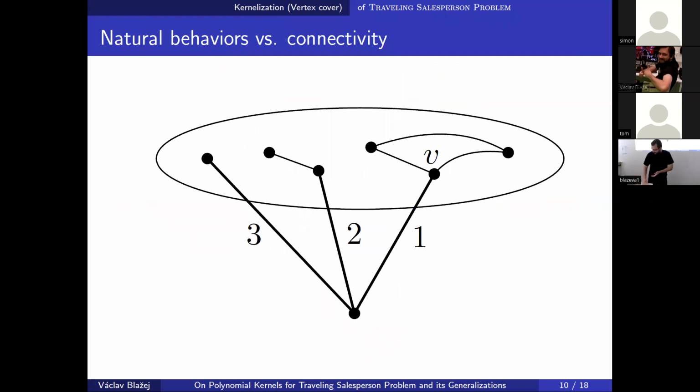Okay, so the natural behavior of this vertex is basically this edge. I want to use it twice to satisfy visiting this vertex. But it may be necessary for this vertex to connect, for example, in this case, right? You have some connected component here, some connected components here, and you may need to visit it and go through it maybe several times.